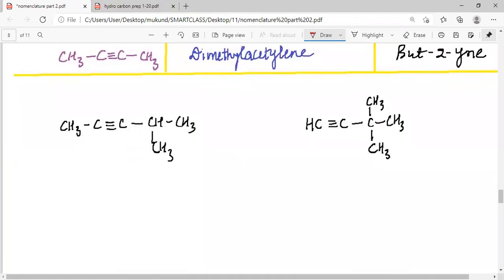Let's move forward and study a few more alkynes. You can see here that we can give numbering in this manner so that the alkyne carbon gets the least number. We can write this compound as 3,3 dimethyl but 1 yne.